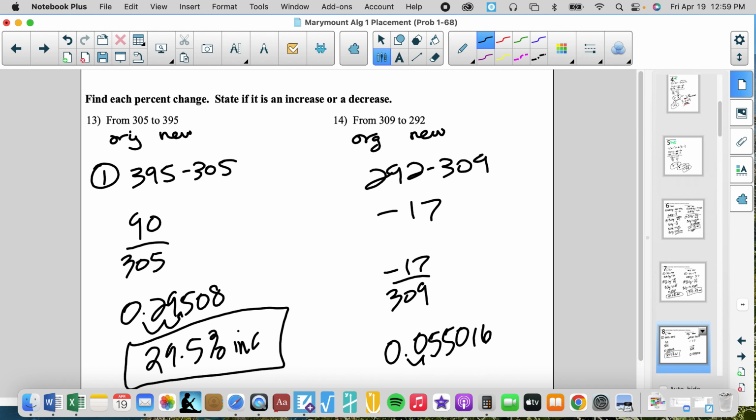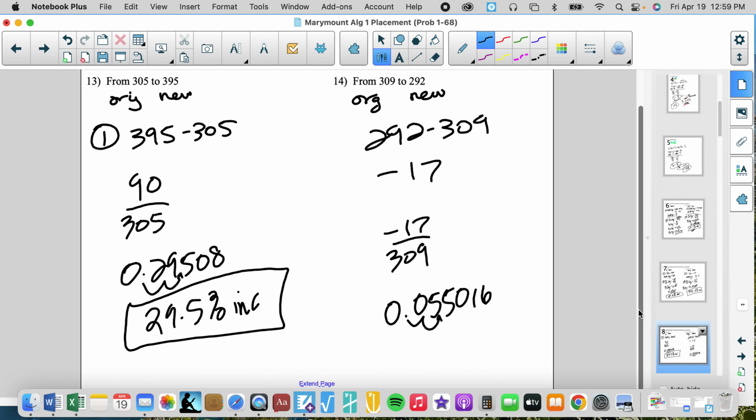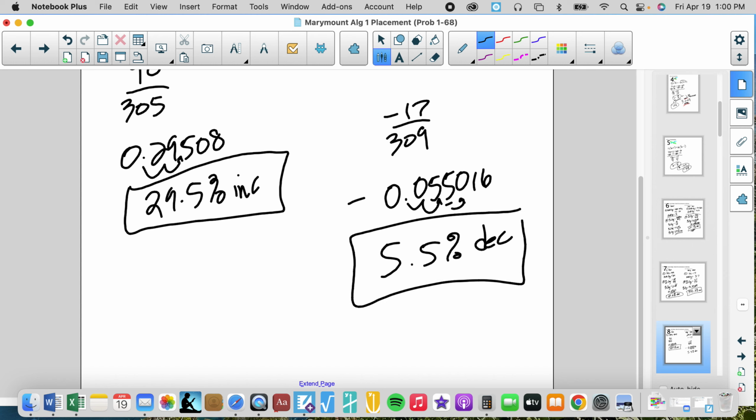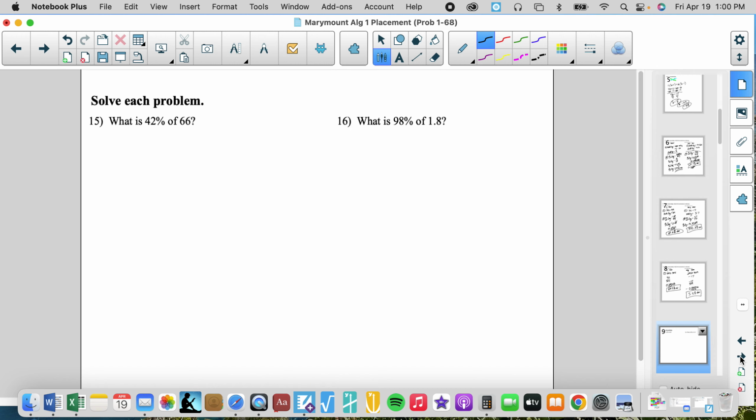0.055016. So if we move it 2 places, this is good. I like this question because it's going to be 5.5, right? Move it, that's 5.5. And then we round to this place and we look here and that tells us so. That's going to be percent, and that was negative, so decrease. 5.5% decrease. Yeah, all right.